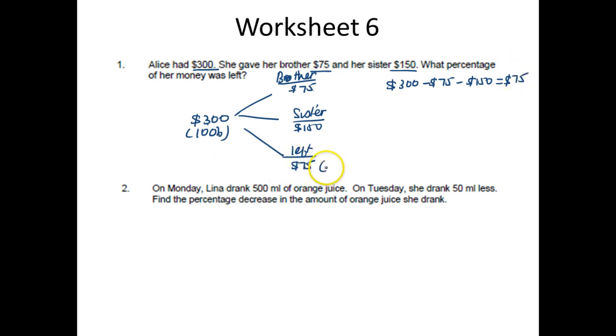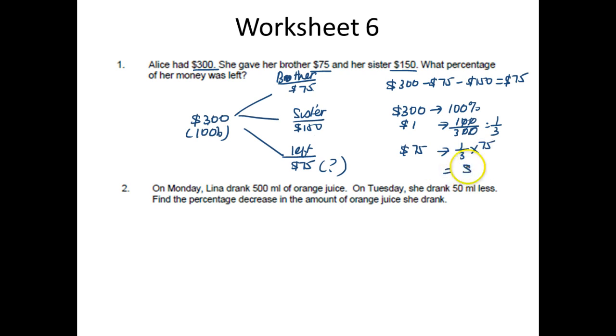So I want to find what percent. So now I know my $300 is my 100%. $1 will be 100 out of 300, which is 1/3. Therefore $75 will be 1/3 times 75, or 75 divided by 3, and the answer is 25%.